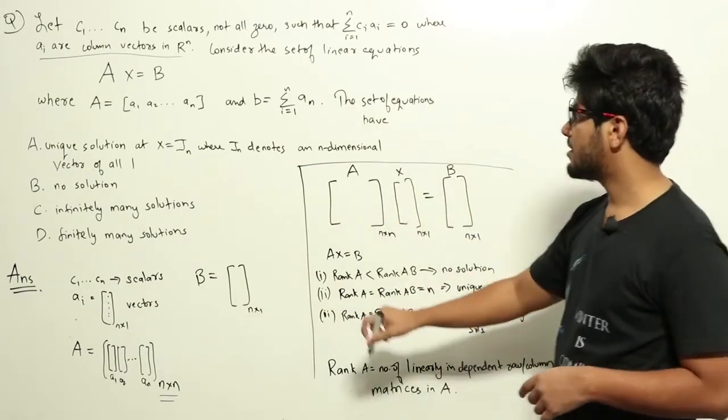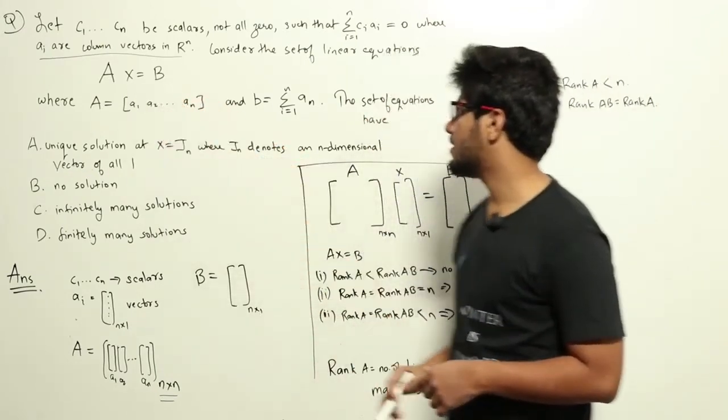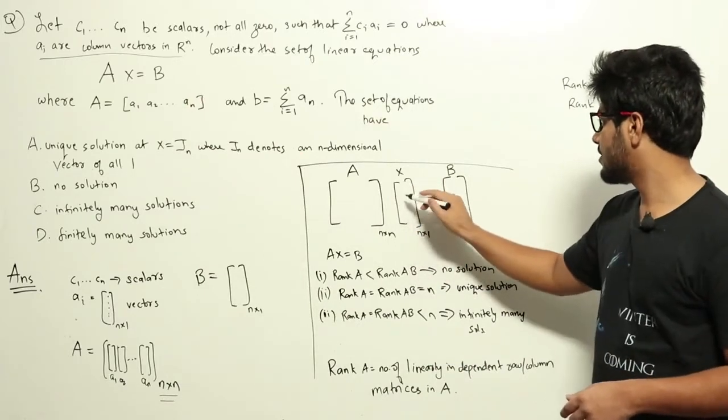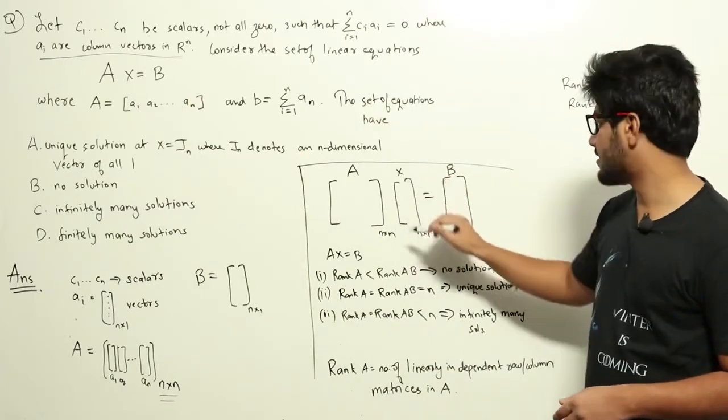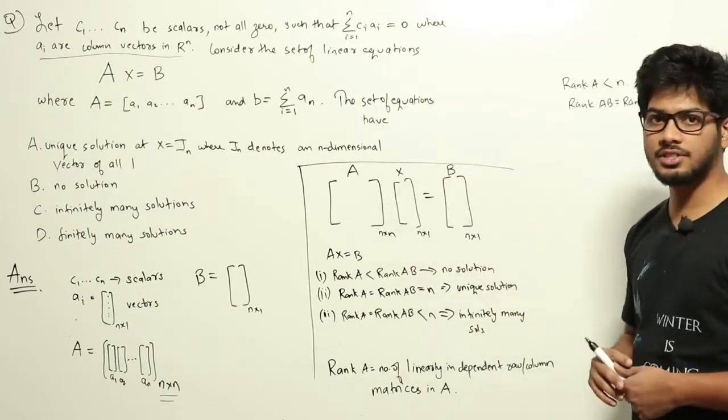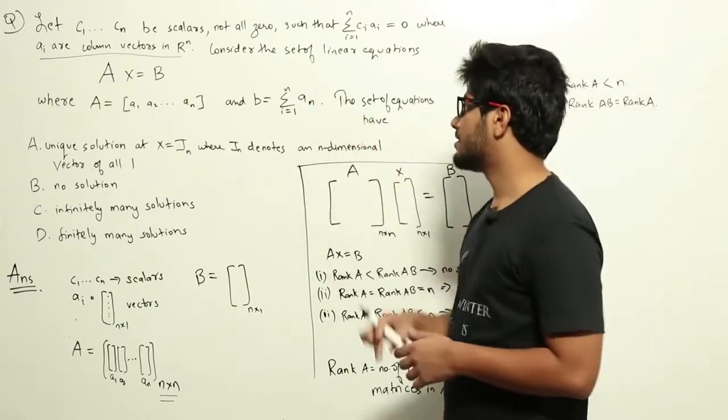Now we'll come to the question. They have given this statement Ax equals B. So A is an n by n matrix, and X will be an n by 1 matrix of x's, which is equal to B. And they are asking us to find out the number of solutions to this equation.